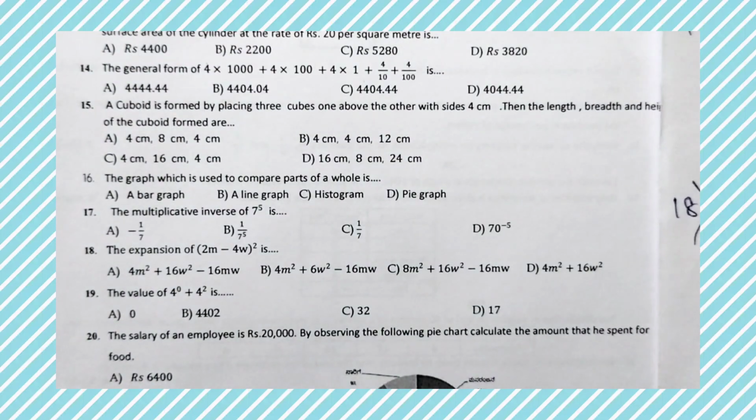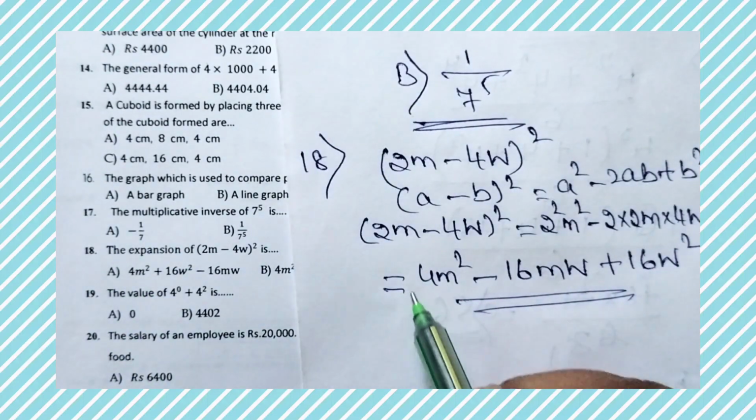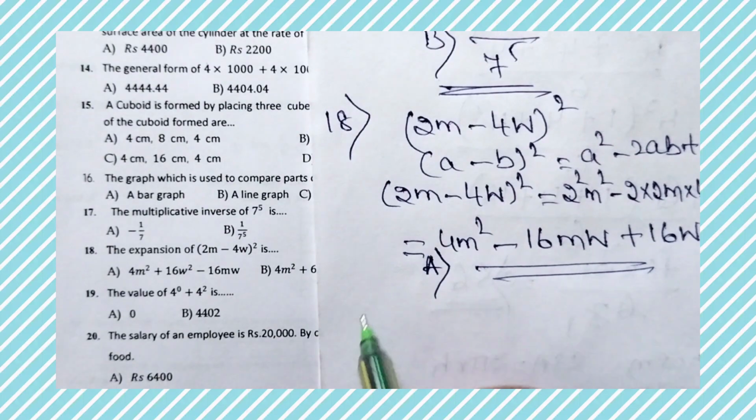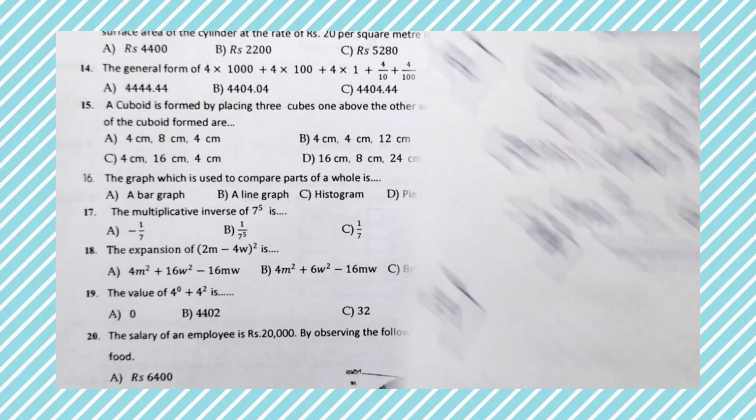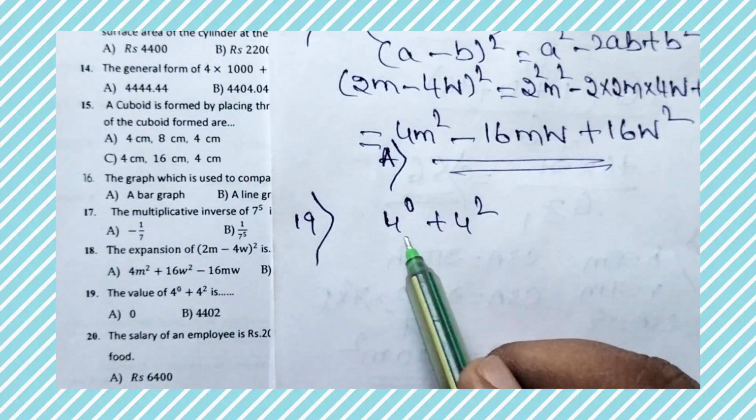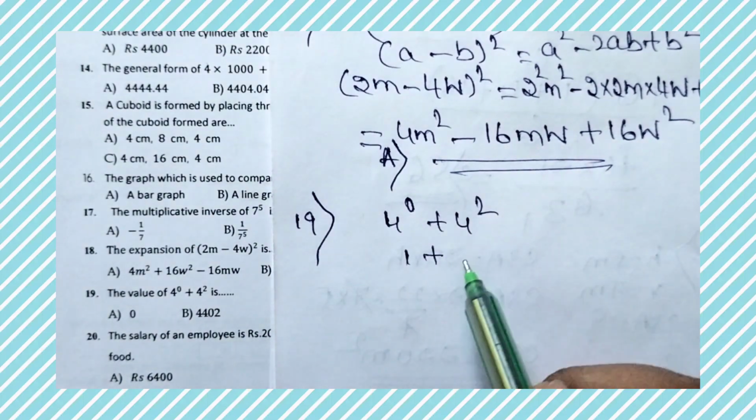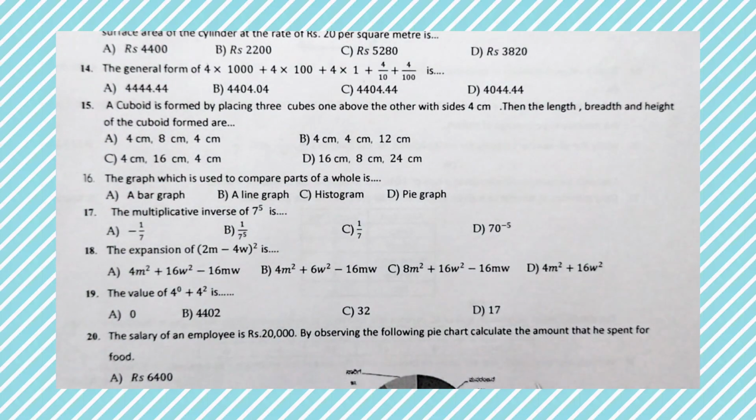So looking for where the option is, the right option for this question is option A. Option A is the right answer. Coming to the 19th question, the value of 4 to the power of 0 plus 4 to the power of 2. Anything to the power of 0 is 1. Then 4 square is 16. So 16 plus 1 will become 17. So the option is D. So D is the right answer.